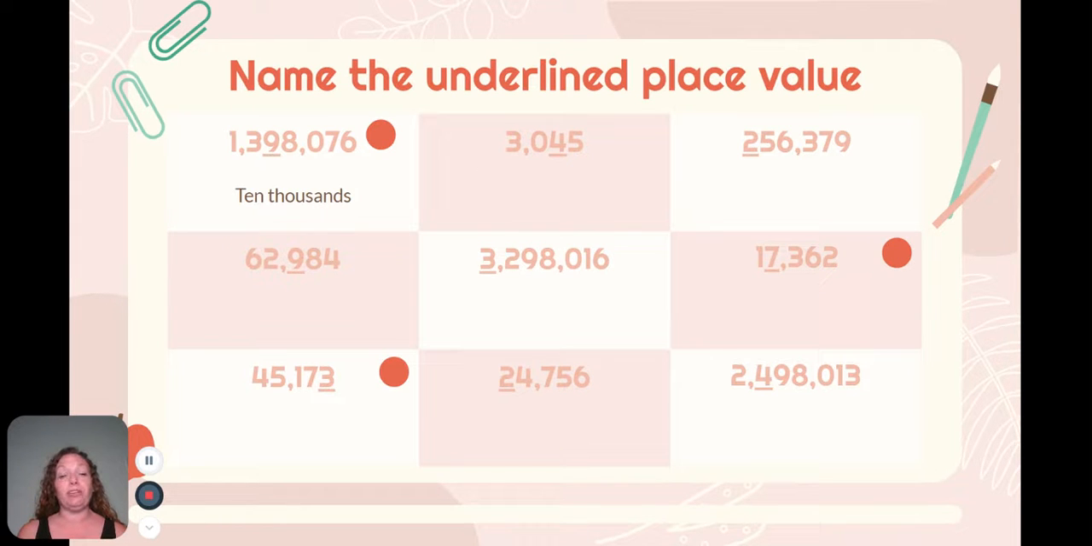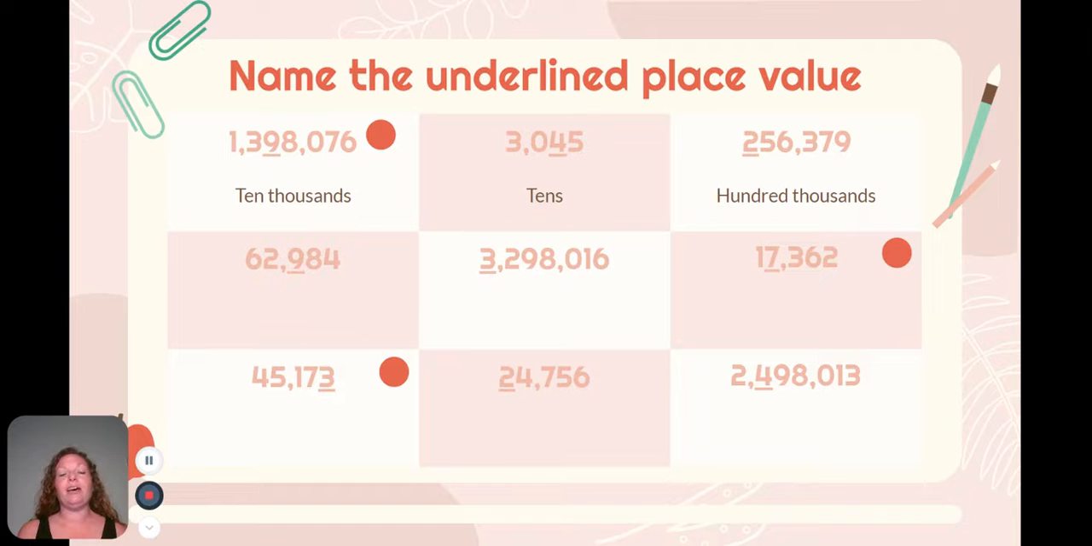3,045. I have the 4 underlined. It is in the tens place. 256,379. I have the 2 underlined. I want you to think what place that is. It's the 100,000s place.